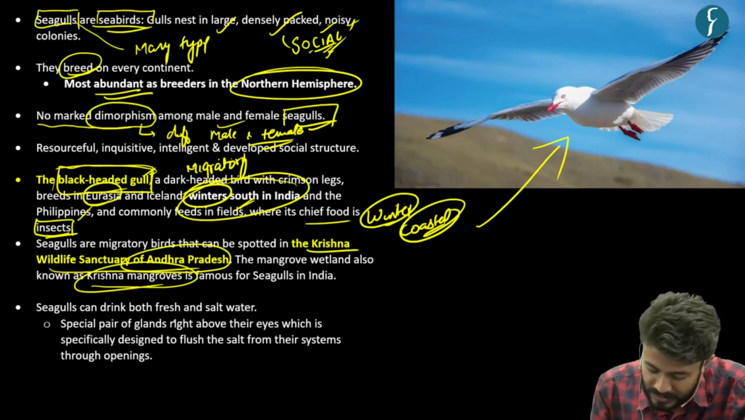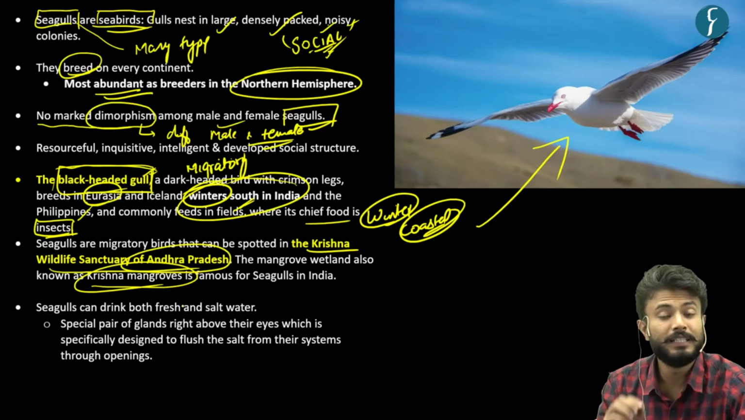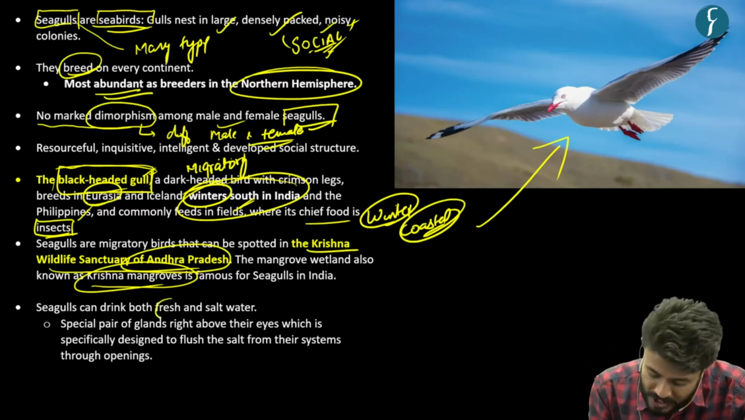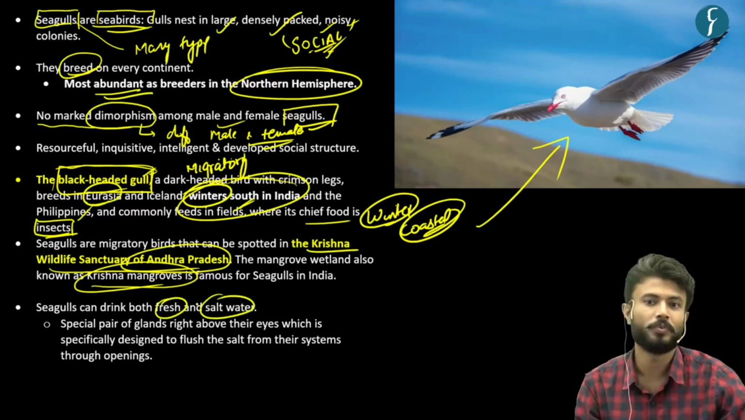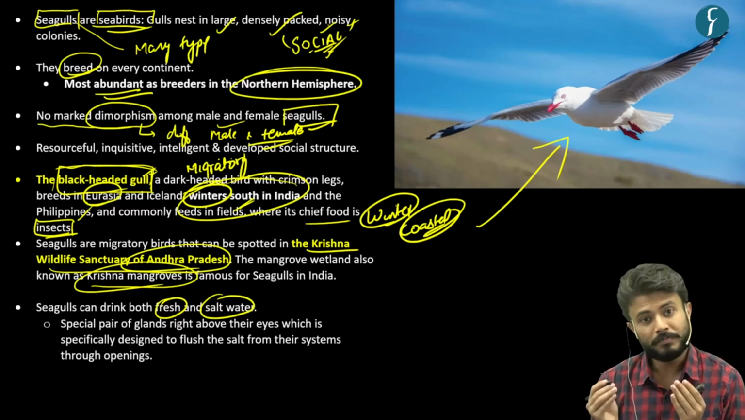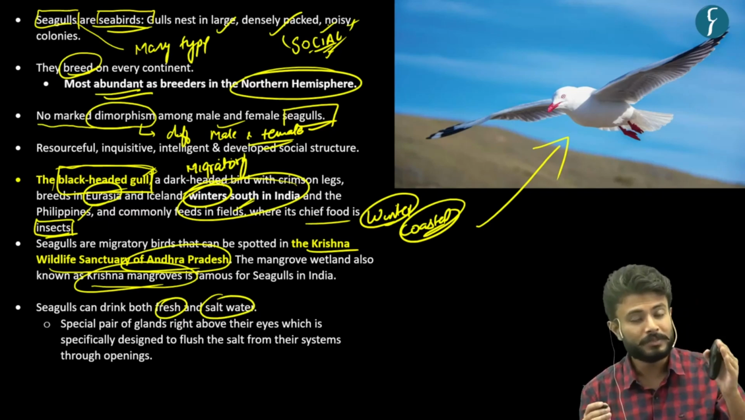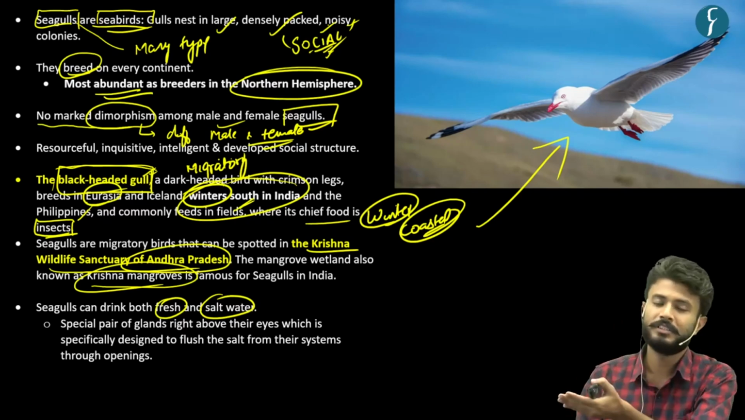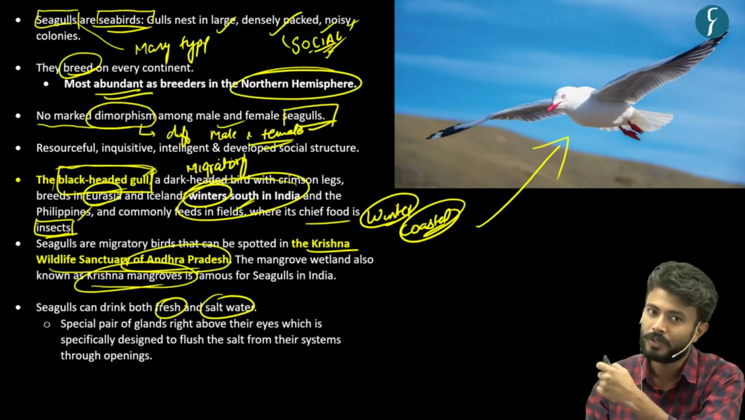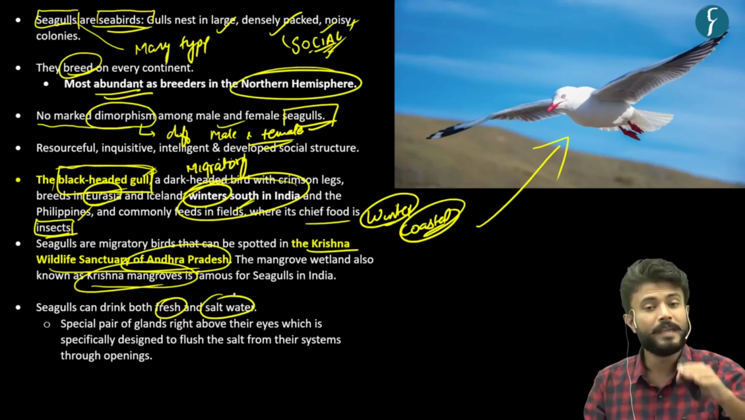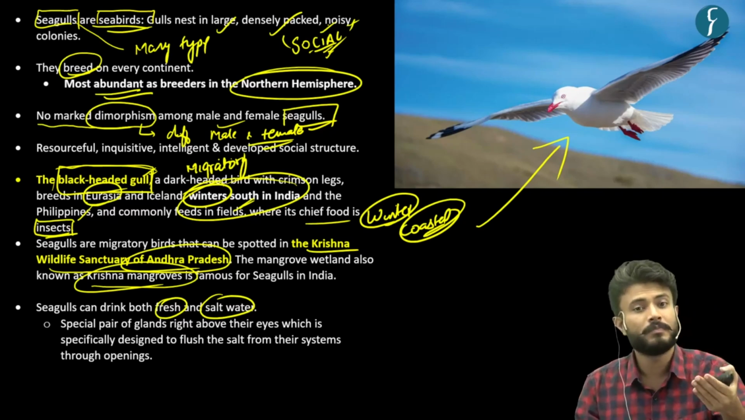As far as their drinking habits are concerned, they are one of those rare species which can drink fresh as well as salt water. Now, most of the species are not capable of drinking both types of water. There are certain species which can only drink salty water, and there are certain species which can only have fresh water. But these are one of the species which can have both, because they have developed a physiological mechanism.